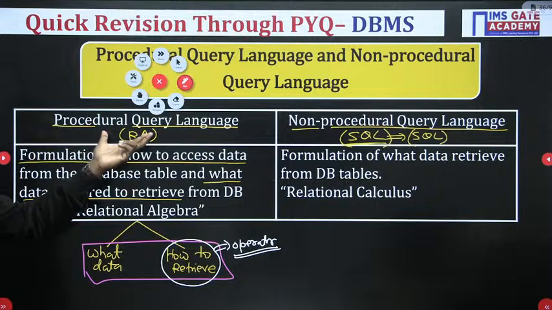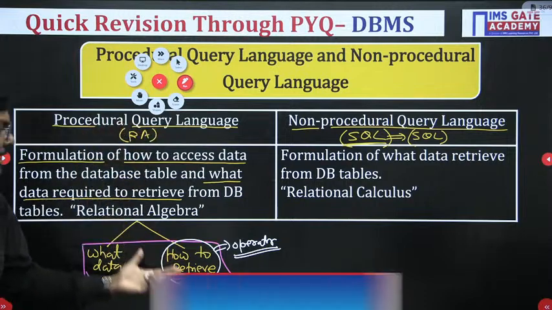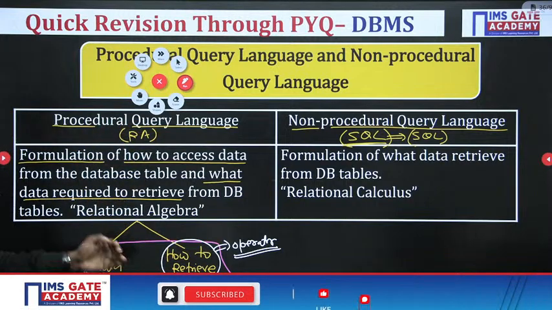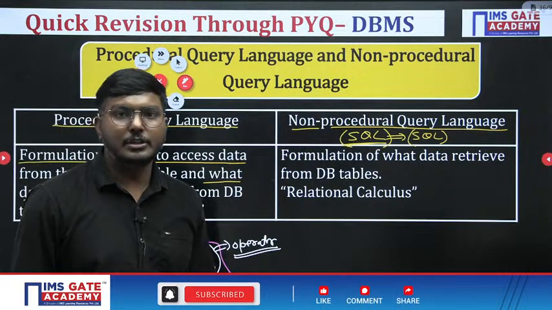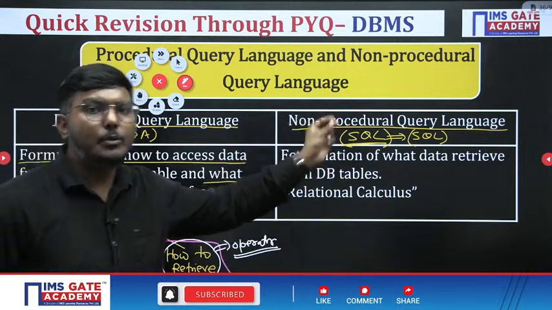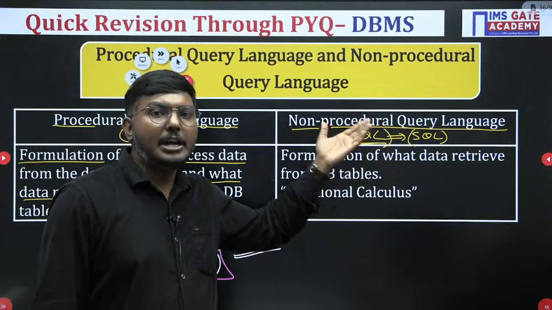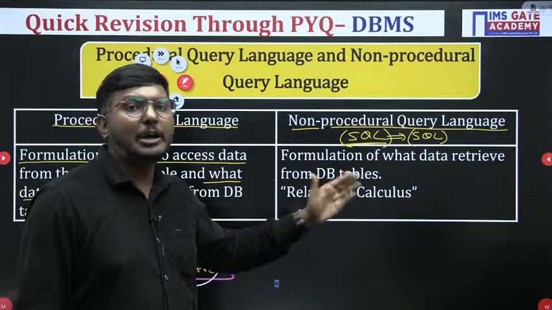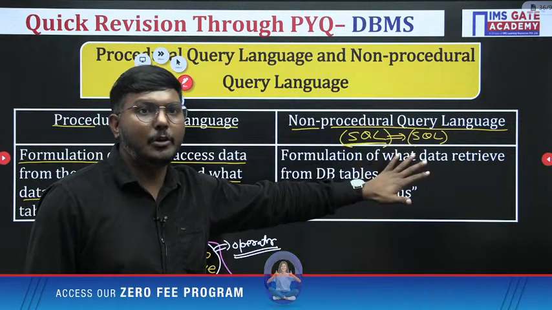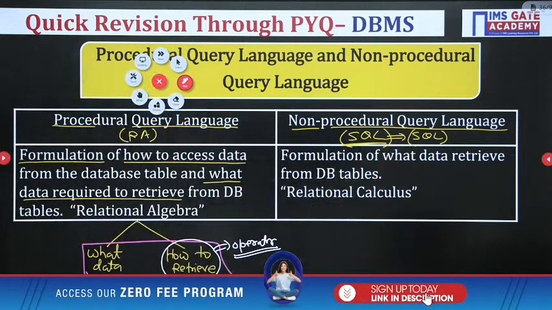Now this array is going to execute on the database, and then finally the result will be produced to the user through the SQL. Understood? So SQL is a non-procedural query language. Here the user only defines what data the user wants. Internally how this data is going to be retrieved is not required here in the non-procedural query language. Fine. Done? Okay. Now see here.